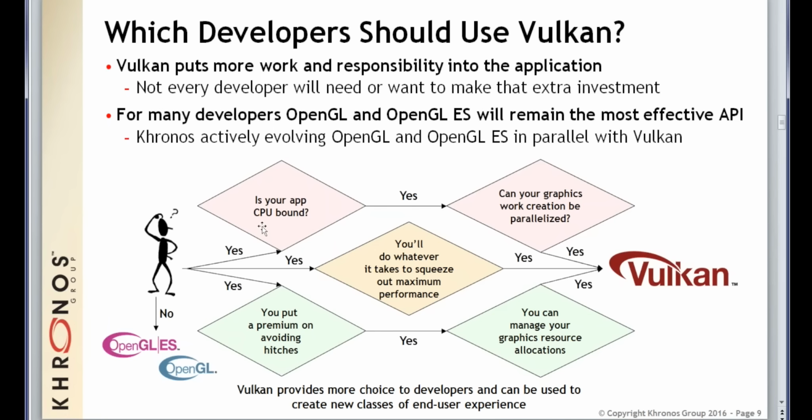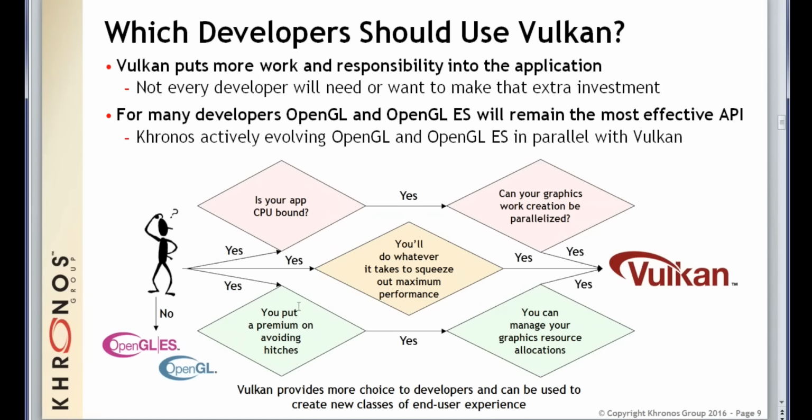If your app is CPU bound, if your GPU is sitting idle because a single-threaded CPU is not able to generate work fast enough, and your app can be structured so you can create work in parallel, using multiple threads on multiple CPU cores, then you are a prime candidate for using Vulkan, and hopefully you would get a significant performance increase if you manage to factor your application in an effective way.